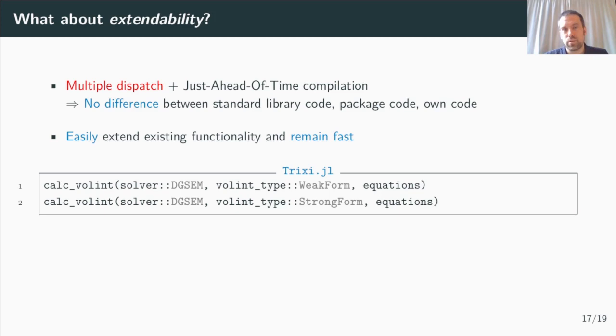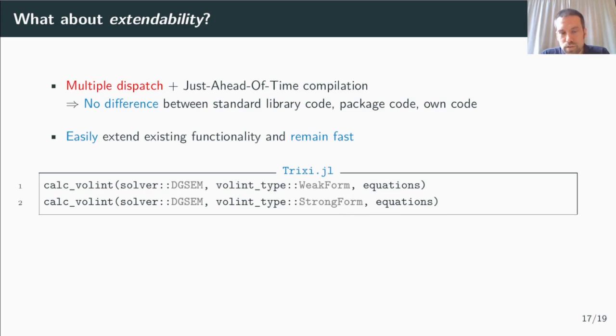So this is from an example that we actually did a while ago. These are two functions. I reduced the complexity a little bit, but they look similar to that in Trixi.jl. It's called calcvolint, to calculate the volume integral. And there are essentially two methods available. The only difference here is in the argument type of the volume integral type. One is for the weak form and the second one is for the strong form.